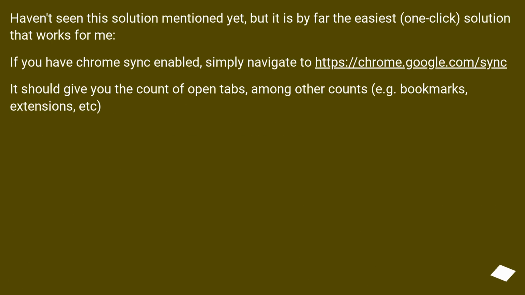Haven't seen this solution mentioned yet, but it is by far the easiest, one-click solution that works for me. If you have Chrome Sync enabled, simply navigate to this URL. It should give you the count of open tabs, among other counts. For example, bookmarks, extensions, etc.